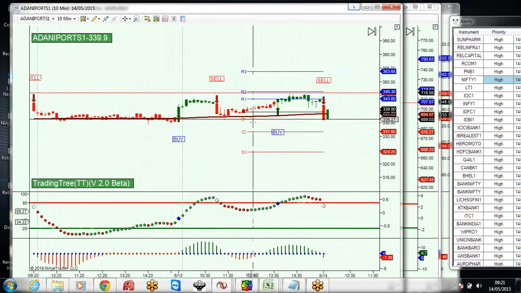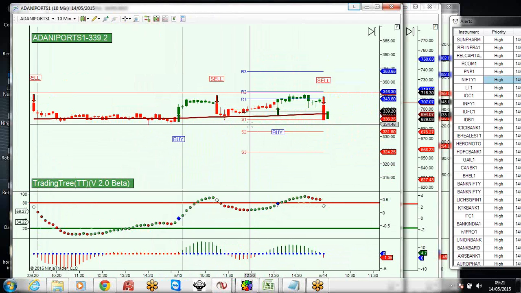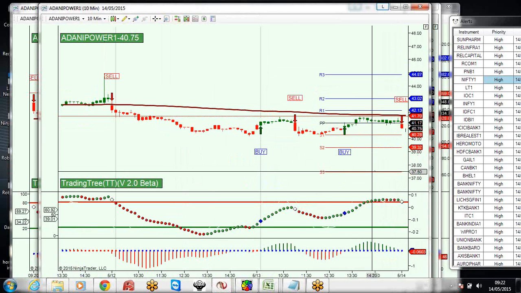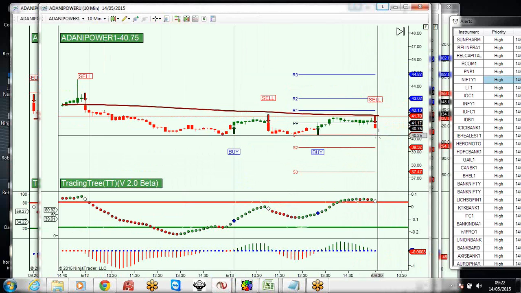Adani Ports, we will short it at this level. We have already taken this price. Adani Power. So you have the S1s.